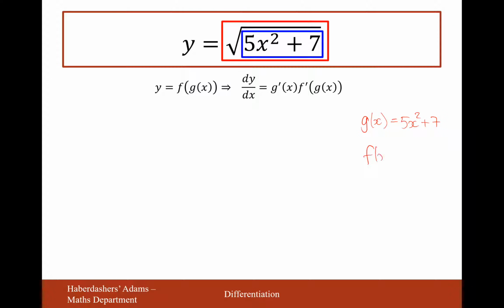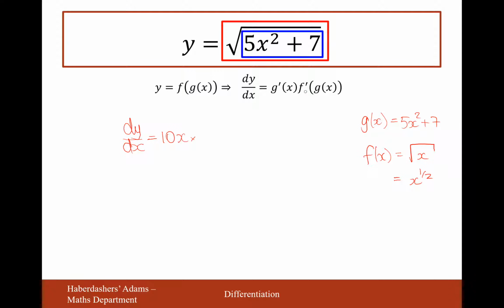Outside, the f function is just the square root function. So the way we'll write just square root is square root x, or in other words, x to the power of a half. So let's get started on differentiating this. dy by dx equals, so the inside function gets differentiated first, always. That will differentiate to 10x, nice and easy.